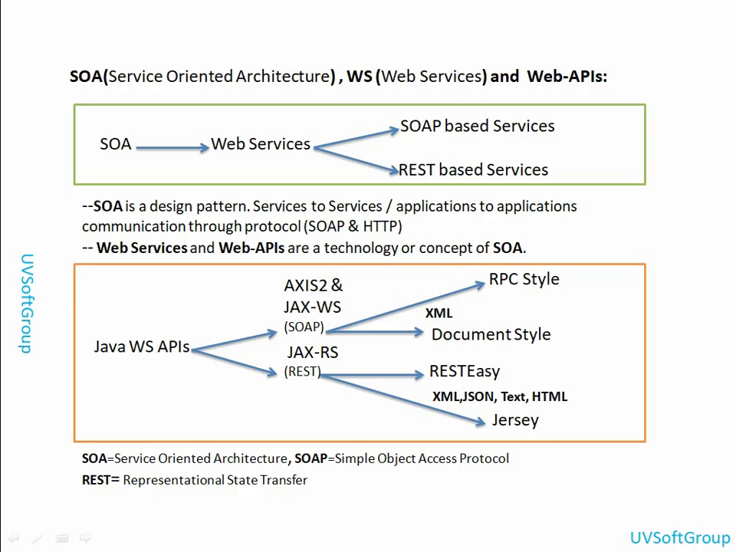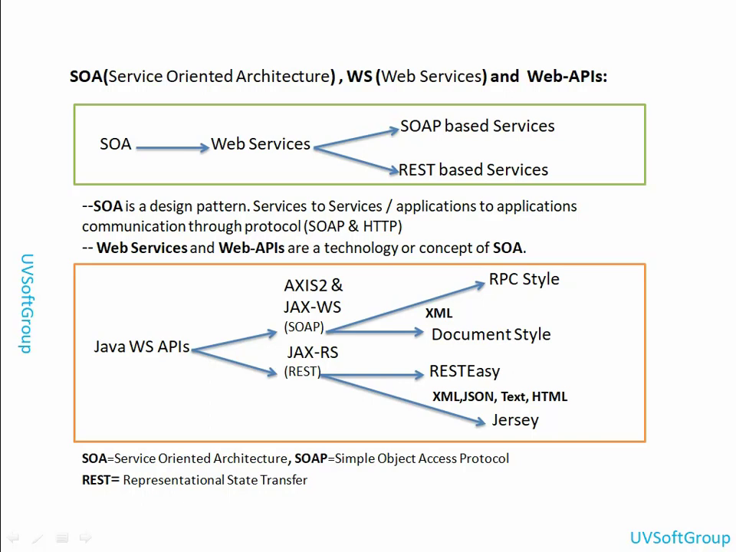It's a design pattern to communicate service to service and application to application through protocols. We have 2 protocols: the SOAP protocol and the HTTP protocol. SOAP means communication via XML, while HTTP protocols like RESTful can communicate in formats such as XML, JSON or plain text, and there are a lot of other formats.